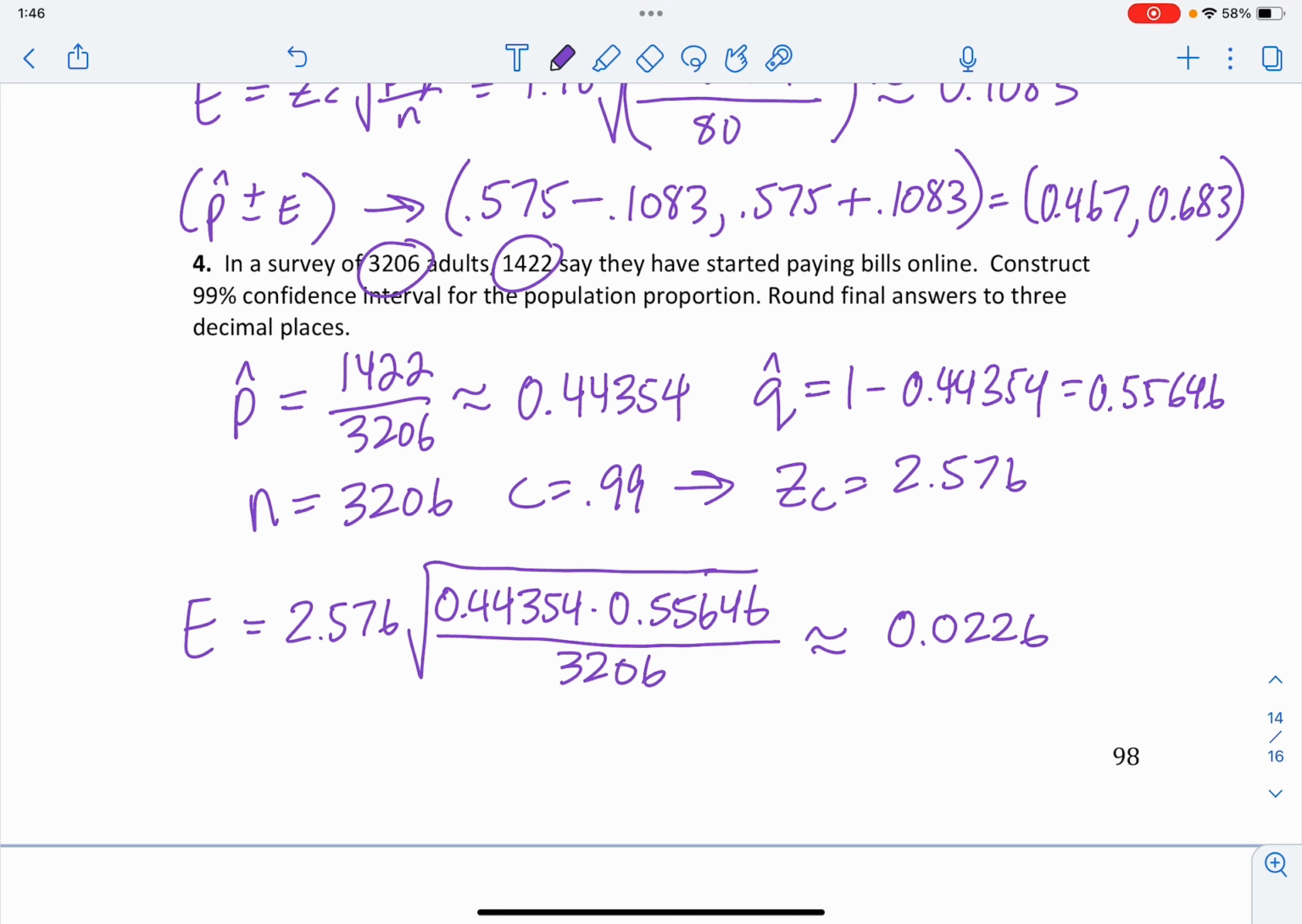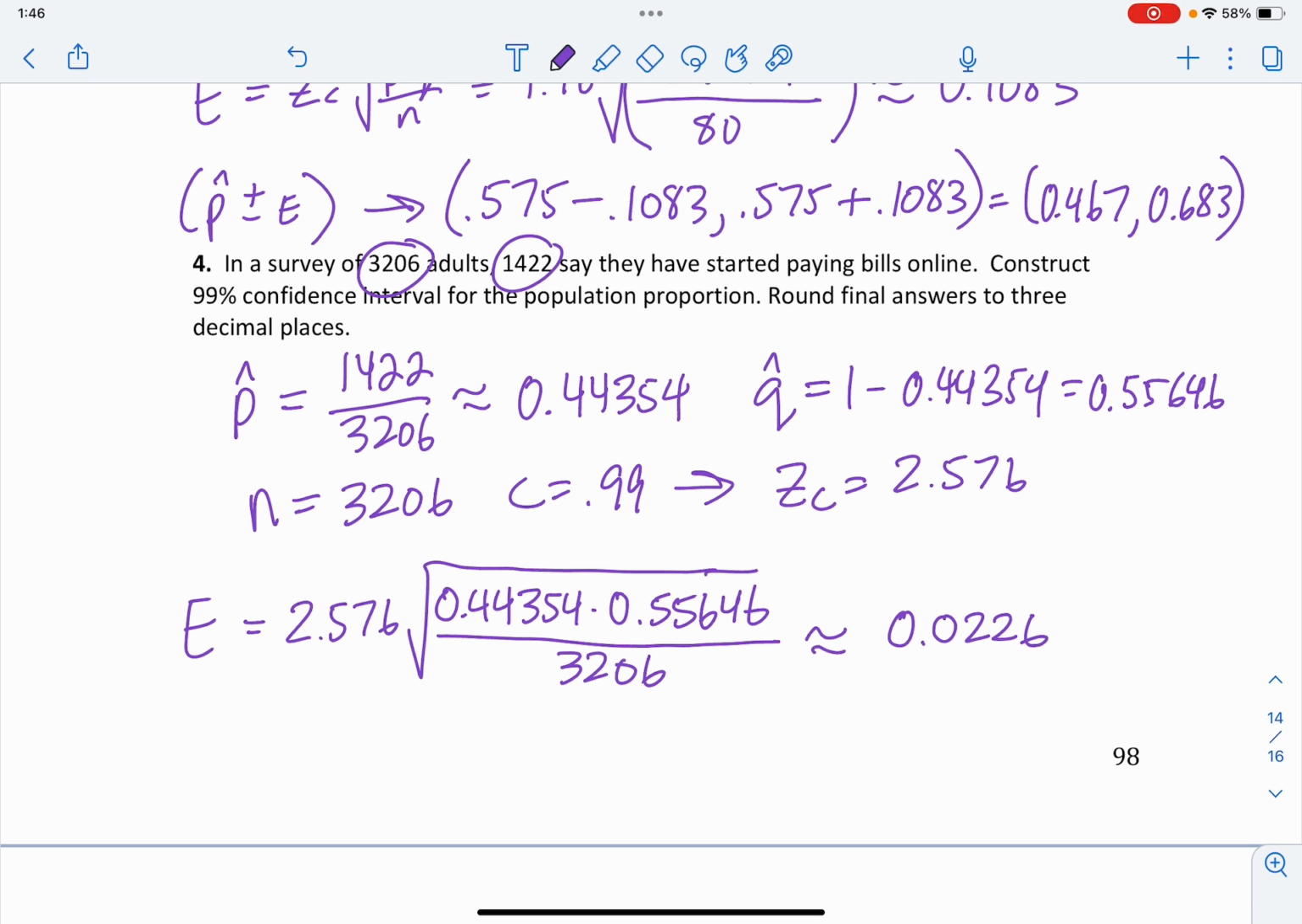But I'm getting 0.0226, which looks pretty good. Okay, so we've got all our variables, including the E. The final thing is to take that E, add it and subtract it to p hat. Always back to p hat.